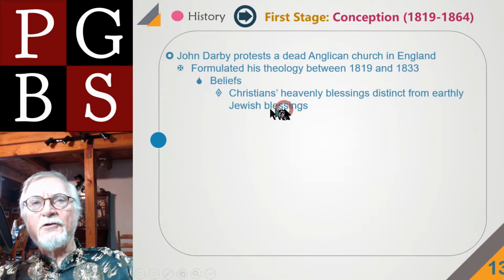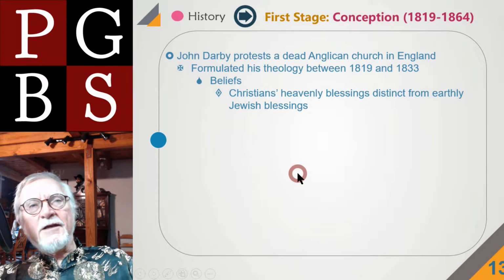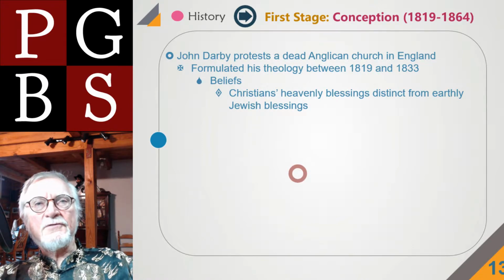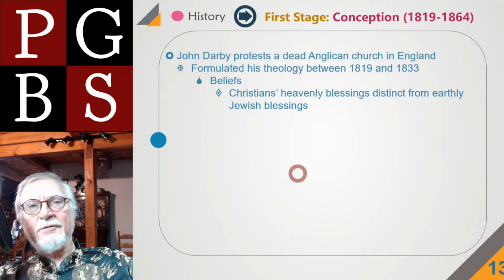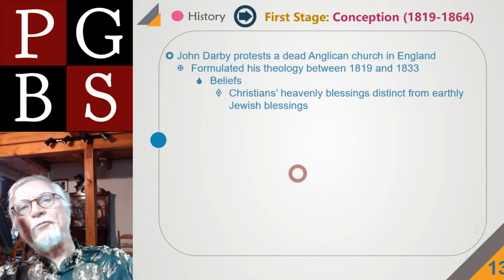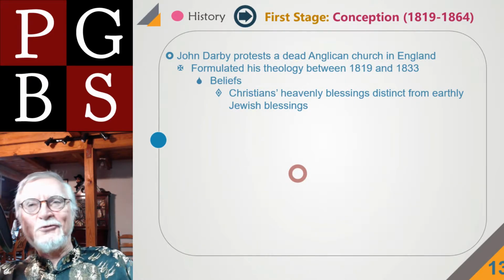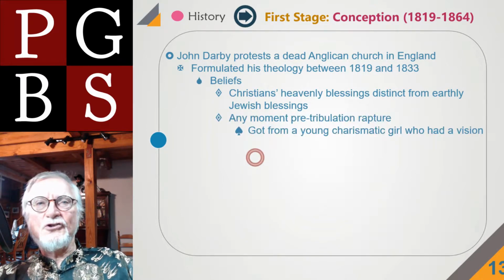First of all, he believed that Christians' heavenly blessings were distinct from earthly Jewish blessings. So he made the Bible point to earthly blessings for Jews on earth, so he didn't have to focus on how crappy Christians' lives were on earth. He says, well, we're going to get our happiness in heaven. The Jews are going to get happy on earth. So you see that segregation between Christians and Jews.